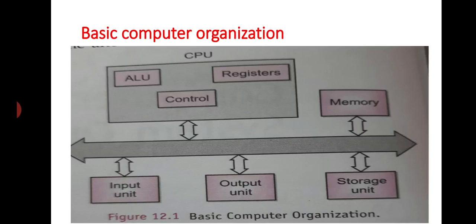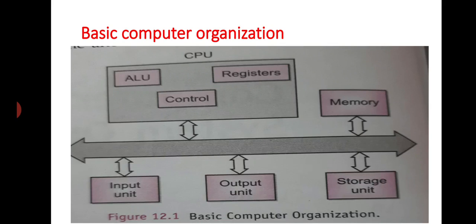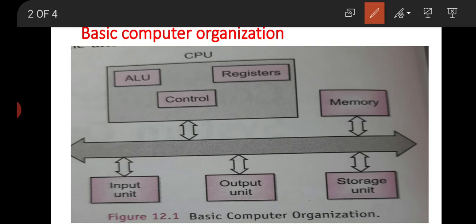Here we can see some fundamental parts of the computer system. The first one is the CPU. Then there are the memory unit, storage unit, output unit and input unit.